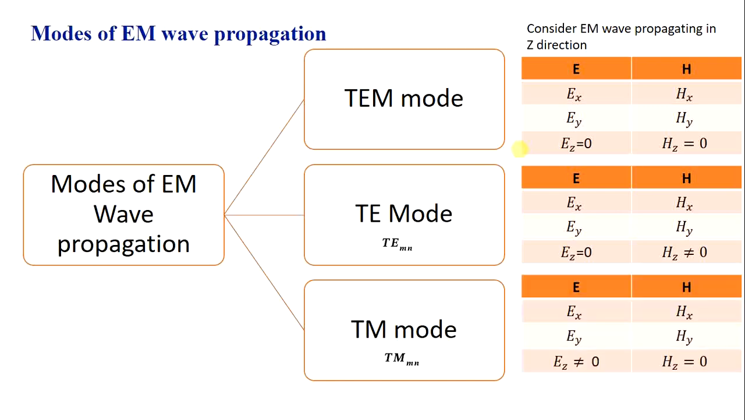For transverse magnetic mode, all the electric field components will be present, and the transverse Hx and Hy components will be present for the magnetic field, and Hz, that is the longitudinal component, will be equal to 0. This will be needed for the general solution of TEM, TE mode and TM mode. So remember which components will be absent.